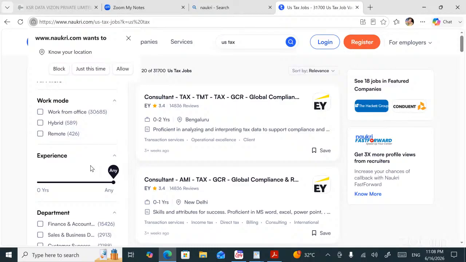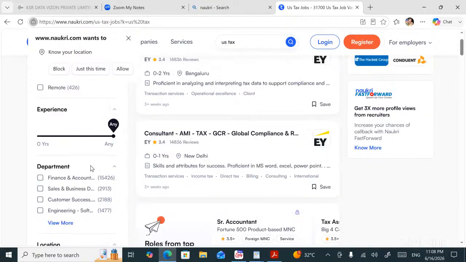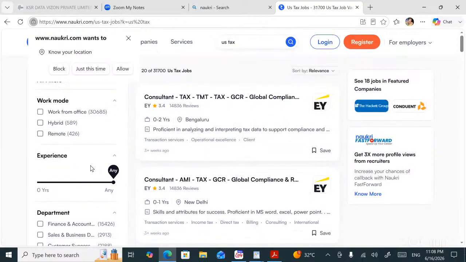Okay, Pawan, you can see this is June, right? June 16th. Still the openings are there for US tax consultant. 31,000. How many is there? 31,700 jobs are there. But these are again 0 to 1 years, 0 to 3 years also. Right? When it comes to December, it will become 1 lakh, sir.